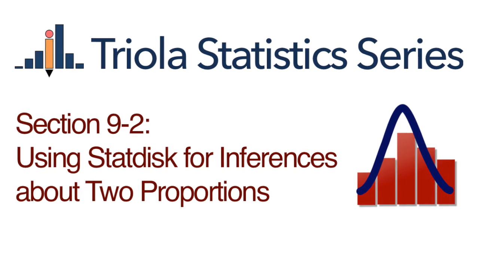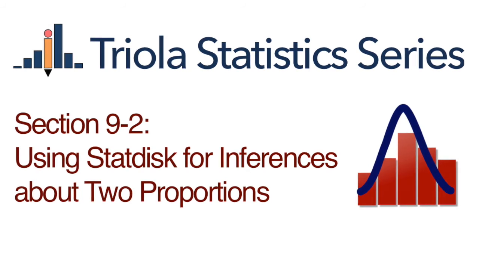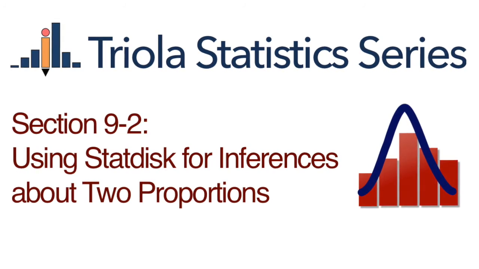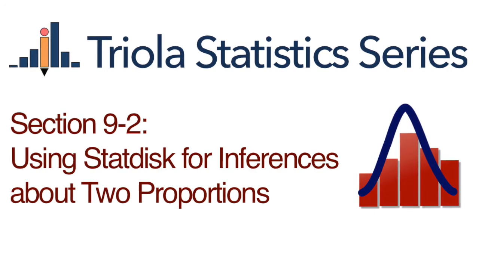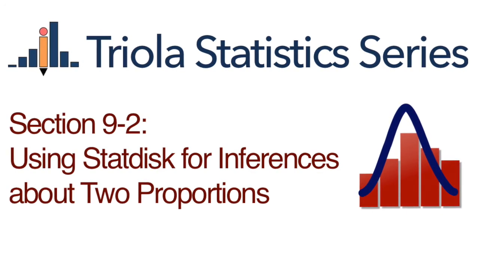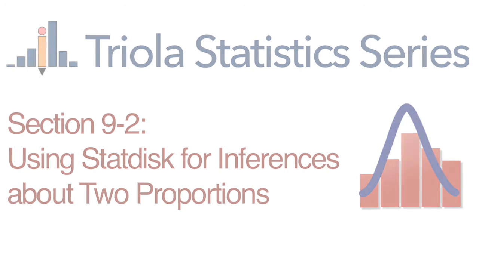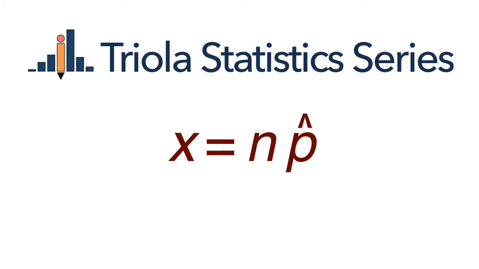When using Statdisk for inferences about two population proportions, you must know the sample size n and the number of successes x for the samples from each of the two populations. For either sample, if you don't know the number of successes but you know the value of the sample size and the sample proportion, you can calculate the number of successes by multiplying the sample size by the sample proportion. Then, round the result to the nearest whole number.